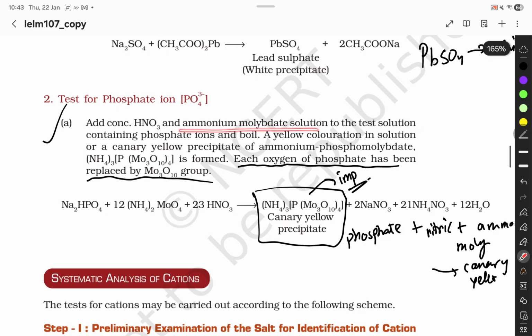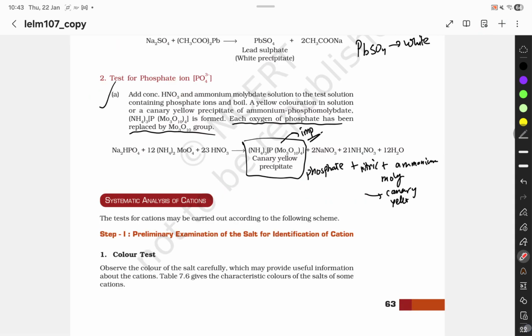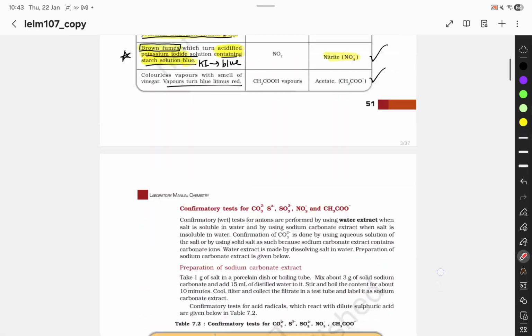And you can test for phosphate by using ammonium molybdate solution. Add ammonium molybdate solution to the test solution containing phosphate ions, and a yellow coloration or canary yellow precipitate of ammonium phosphomolybdate is formed. So Na2HPO4 plus 12 (NH4)2MoO4 plus 23 HNO3 gives a canary yellow precipitate. For this video, only anions are being covered because this is a huge chapter and there are so many reactions to go through. So yeah.